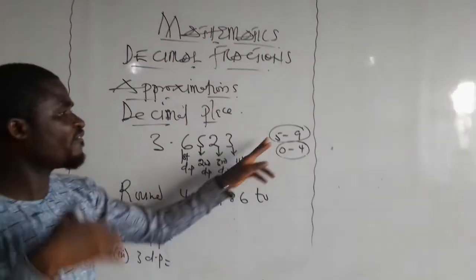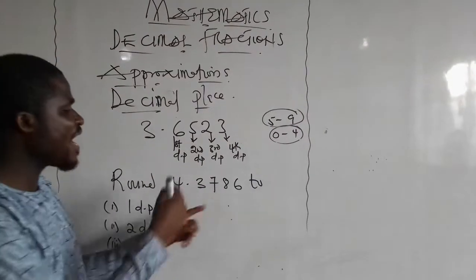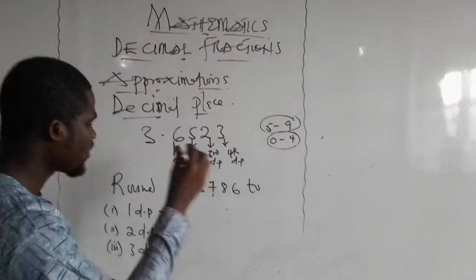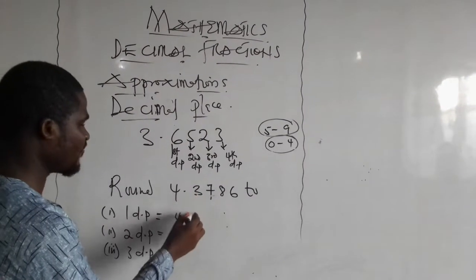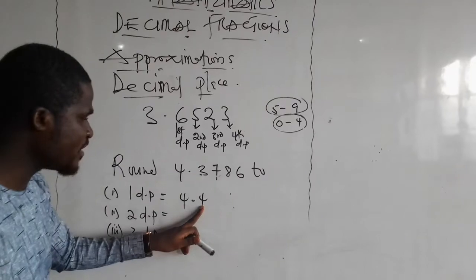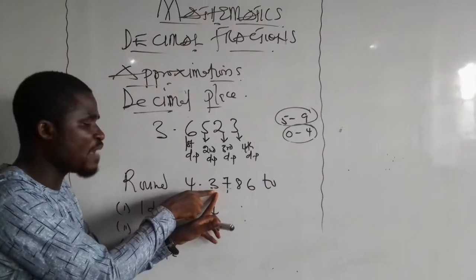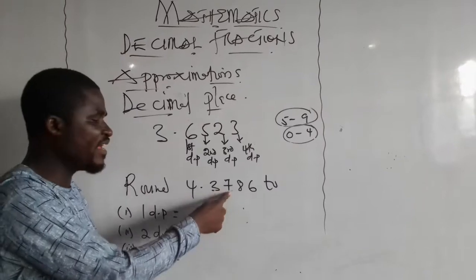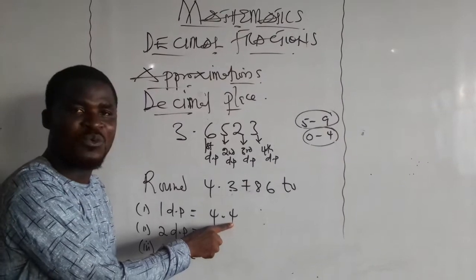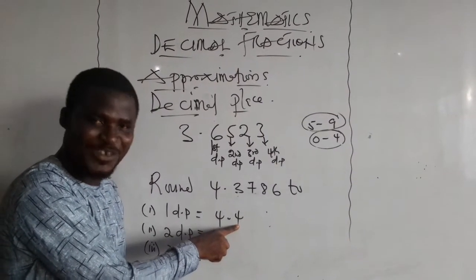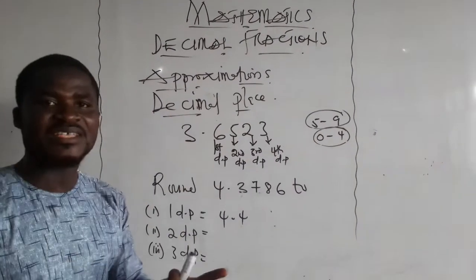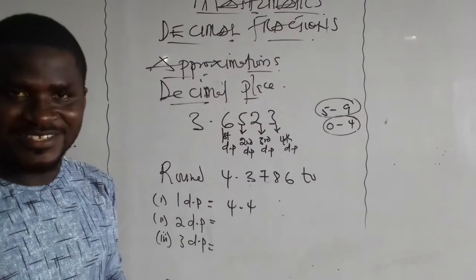Now, if it is from 5 to 9, what you have to do is add 1 to the first decimal place number. So I'm going to have 4.4 as my 1 decimal place. Why 4 here? Because after my first decimal place, the next number is 7, and 7 is more than 5. So I have to add 1 to the 3 to get 4. Okay, getting it? Good. So that's why I had 4.4. So 4.4 is my first decimal place.